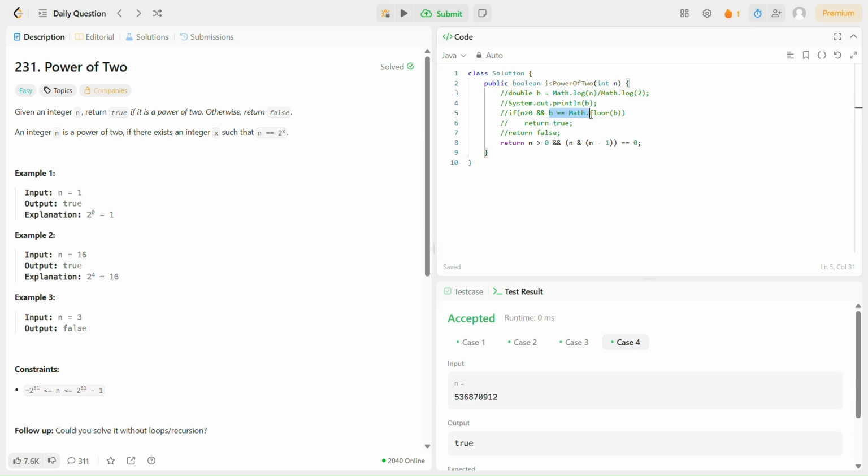So basically, I was using this statement to check if this b, which is a result of this statement, is an integer or not. But because of the precision error, this statement was failing and we were getting false, which was not the correct answer. So I came up with an idea to use the bitwise operation in this case.